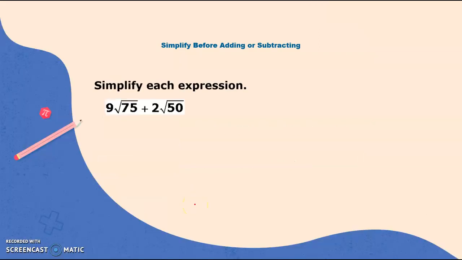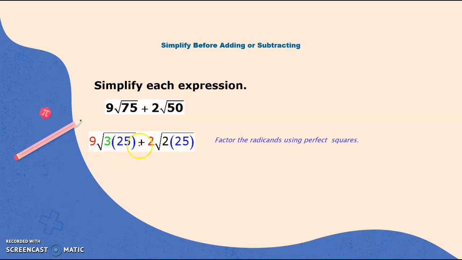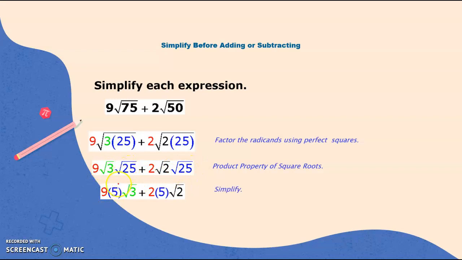Right? Another one, 9 square root of 75 plus 2 square root of 50. Again, 75 and 50 are not the same, but there are factors here that are perfect squares. So you can factor them, 75 and 50 also. So 3 times 25, 2 times 25. So let's separate. 9 times square root of 3 times square root of 25 plus 2 times square root of 2 times square root of 25. The square root of 25 is 5, and the one on the other side, the square root of 25 is 5, right?